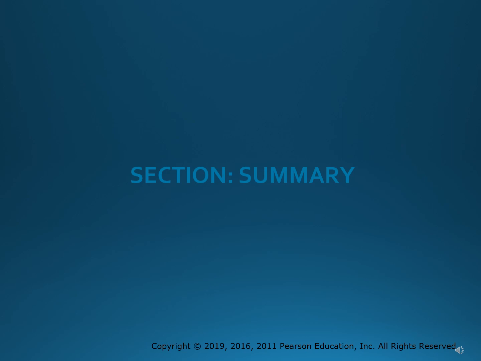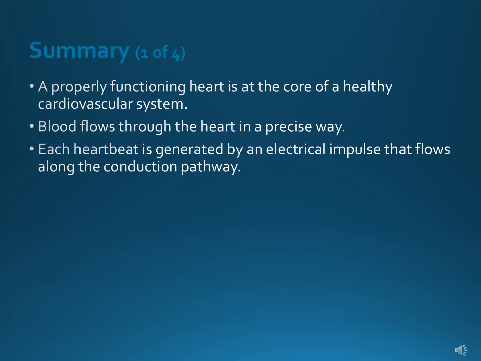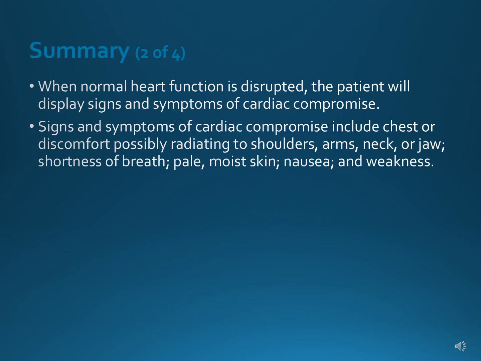And here's your summary. A properly functioning heart is at the core of a healthy cardiovascular system. Blood flows through the heart in a precise way. Each heartbeat is generated by an electrical impulse that flows along the cardiac conduction pathway. When normal heart function is disrupted, the patient will display signs and symptoms of cardiac compromise. Signs and symptoms of cardiac compromise include chest discomfort, possibly radiating to the shoulders, arms, neck, or jaw, shortness of breath, pale, moist skin, nausea, and weakness.